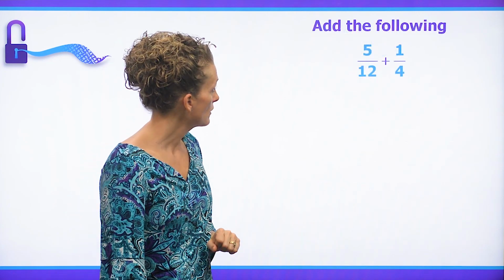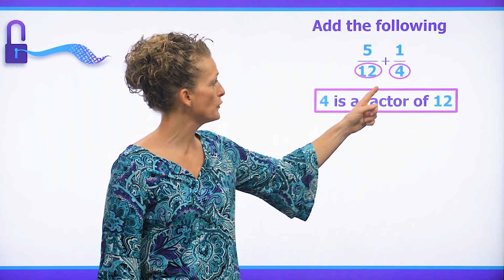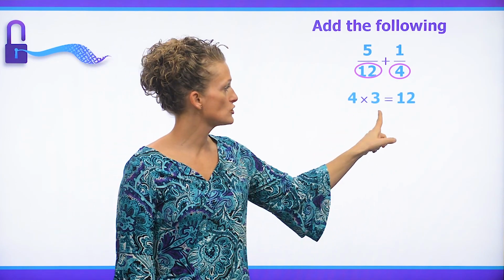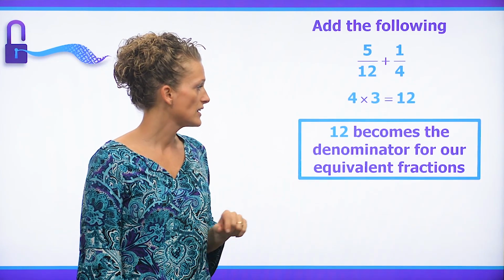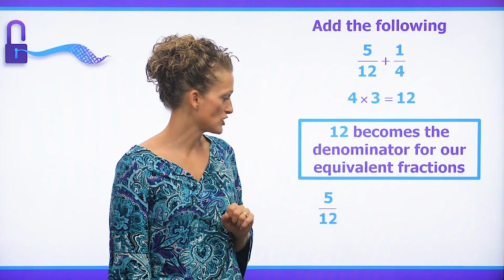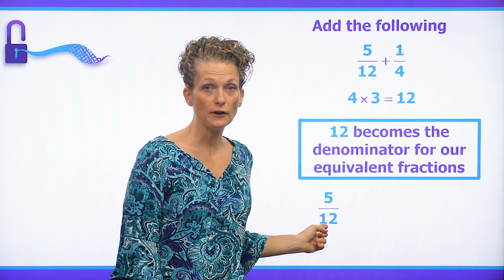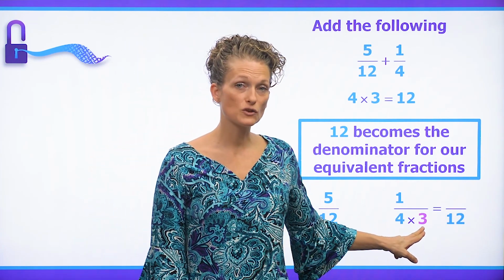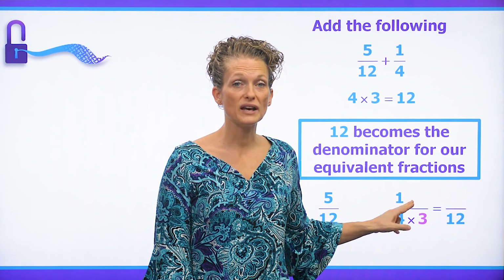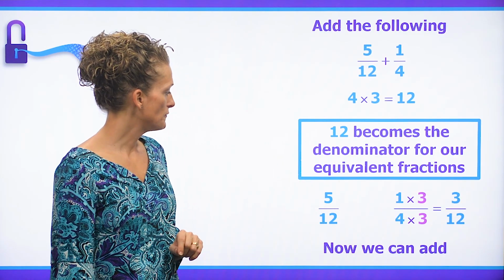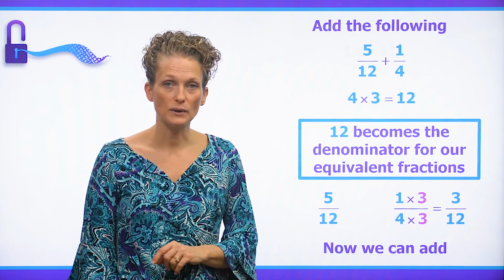All right, so add the following: 5 over 12 plus 1 over 4. Now notice that 4 is a factor of 12. So 4 times 3 gives us 12, which means that 12 becomes the denominator for our equivalent fractions. We already have a 12 for 5 over 12, so we can leave it alone. But over here, we had to multiply 4 by 3 to get 12, so we have to multiply the top by 3. 1 times 3 gives us 3. So we have 5 twelfths and 3 twelfths, so now we can add.